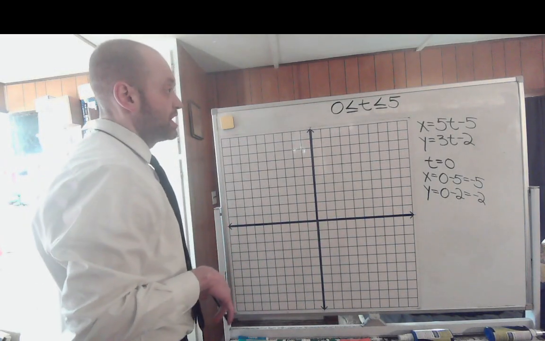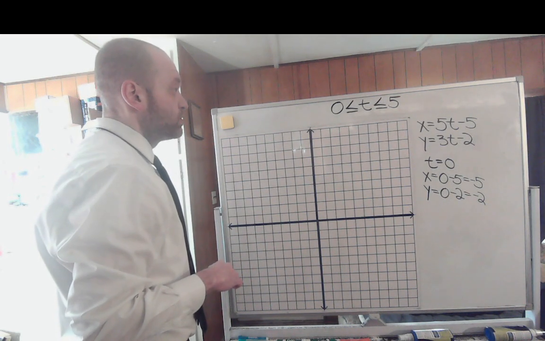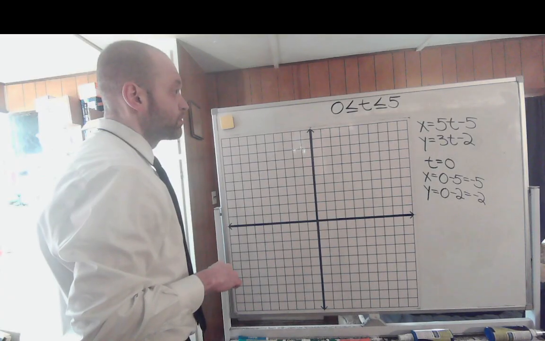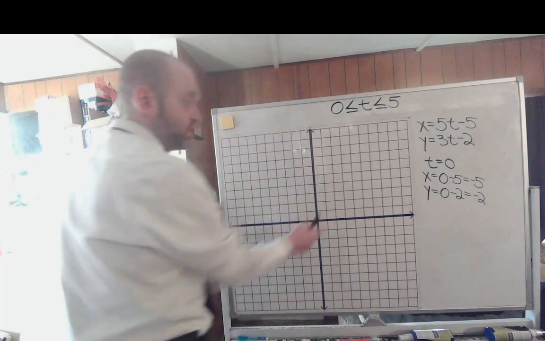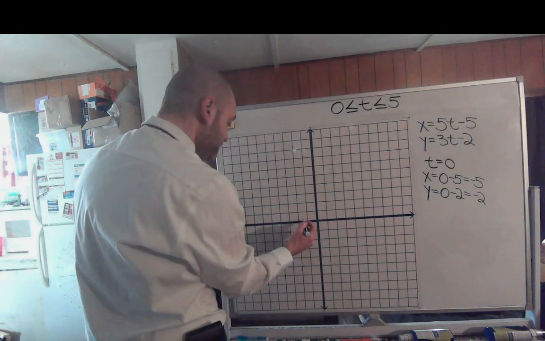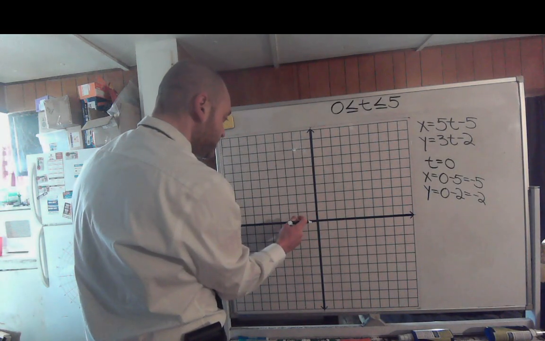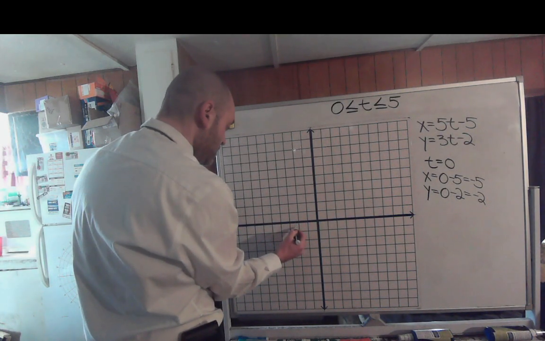Now this is going to get real big here, so I'm going to say we make one of these count for 2 units on each axis. So negative 5, negative 2 would be down here.